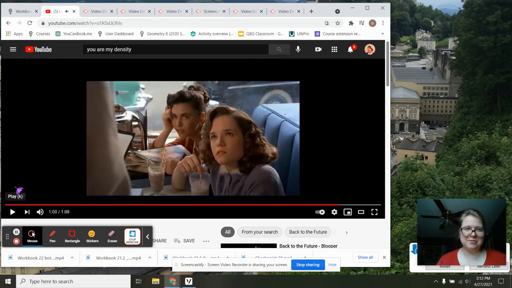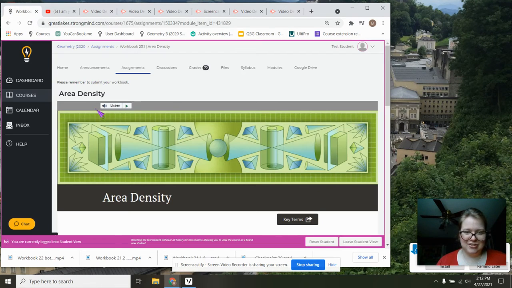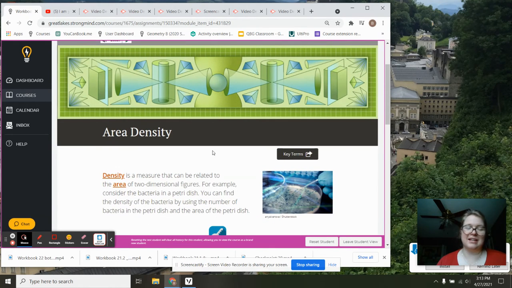And I like how it was in Swedish. Okay, you are my density. So I wanted to show you that long thing to show that you're my density. So we're talking about density.